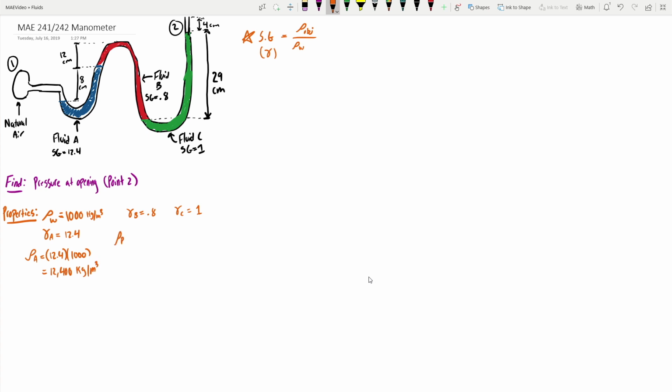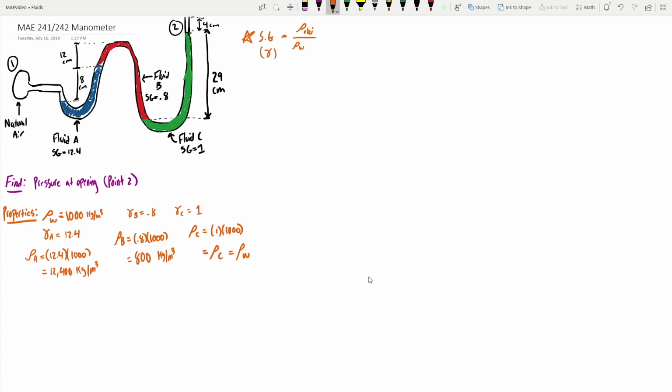Similarly, for B, 0.8 times 1,000, which is the density of water. We get that the density of fluid B is 800 kilograms per meter cubed. And then finally, the density of C is just going to be the specific gravity, which is 1, times 1,000. So we know that the density of C is actually just water. Or in other words, fluid C is water.